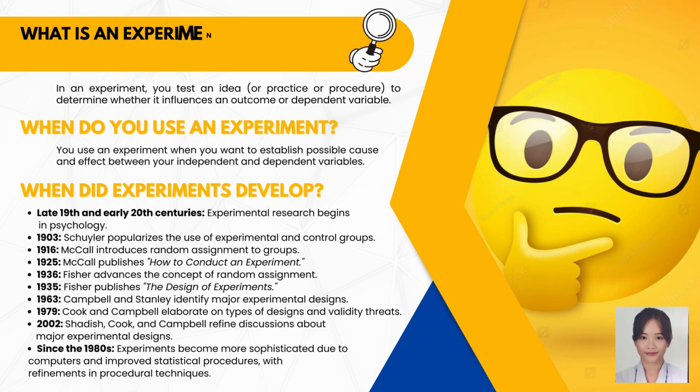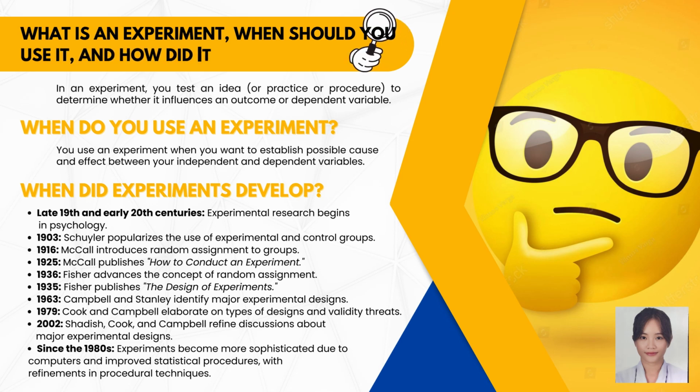Pleasant day, classmates. I am Trisha Macado and I am going to discuss the subtopic, What is an experiment, when should you use it, and how did it develop? Initially, in an experiment, you test an idea to determine whether it influences an outcome or dependent variable. And then to further elaborate on that idea, it is a procedure carried out to test a hypothesis or determine the causal relationship between variables.